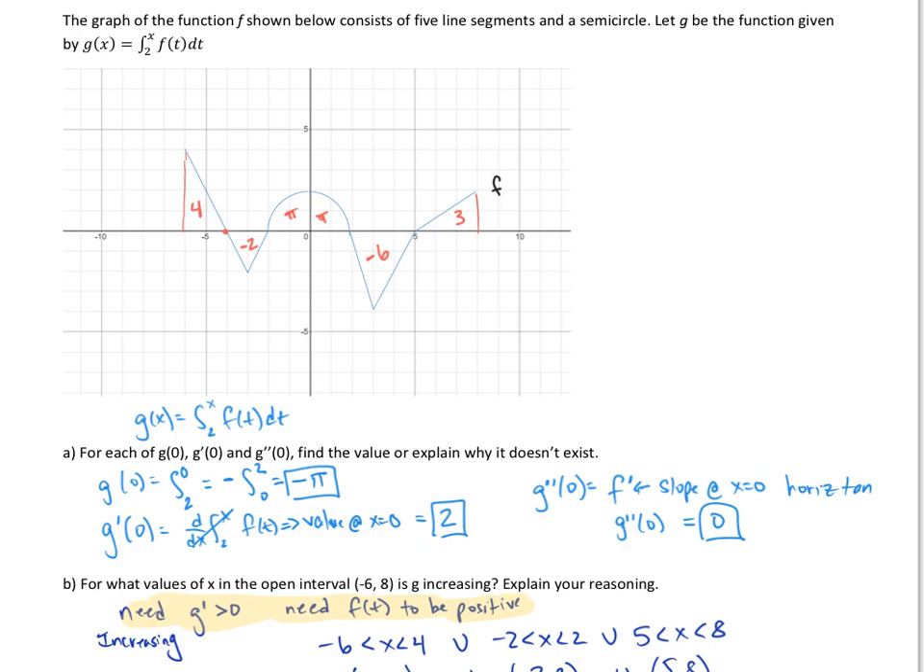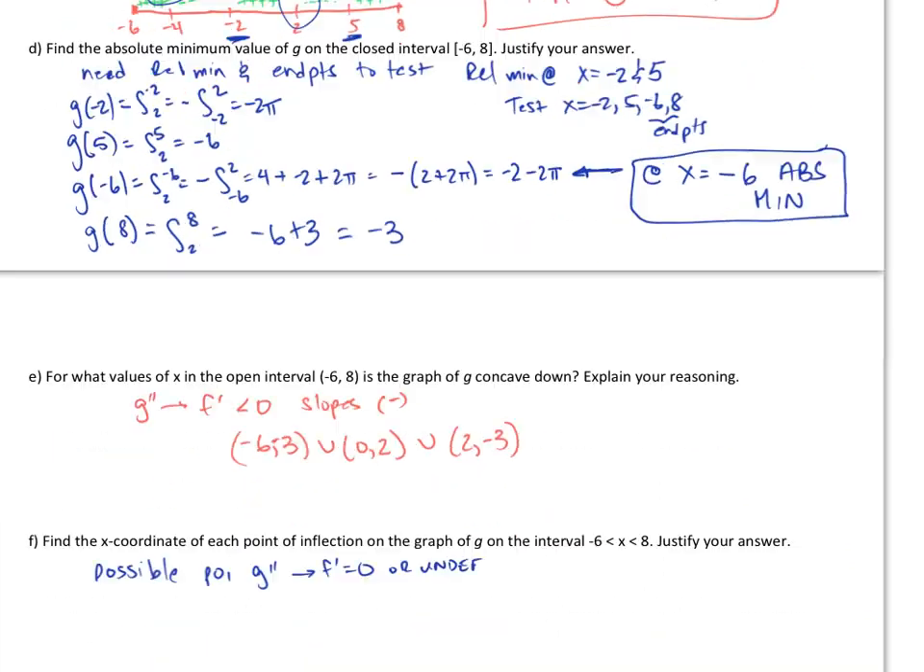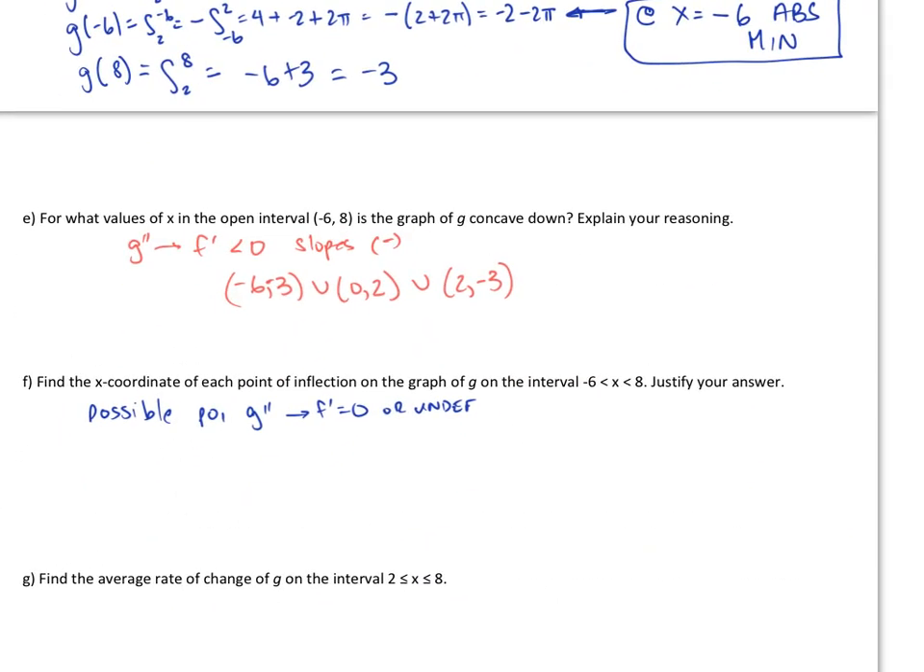So let's go ahead and put all those in. And so the possible points of inflection that I'm looking at are, thus, the possible are at x equals -3, -2, 0, 2, 3, and 5, based on the graph.